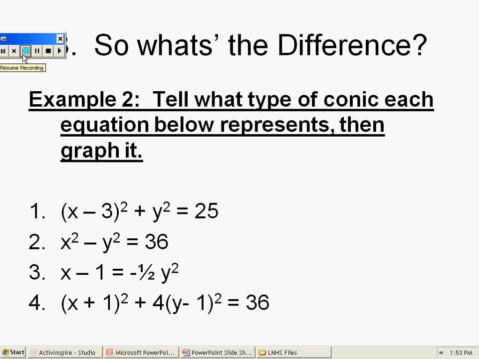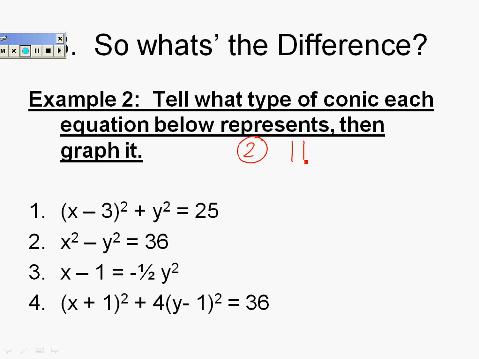Let's go through our questions here, guys. First of all, are both letters being squared? So it's not a parabola. Next question, are the x and y parts being added or subtracted? If they're both being subtracted, what does that mean? It's a hyperbola. And I need to graph a hyperbola. Let's go ahead and write down what it is first. Number 2, it's a hyperbola.